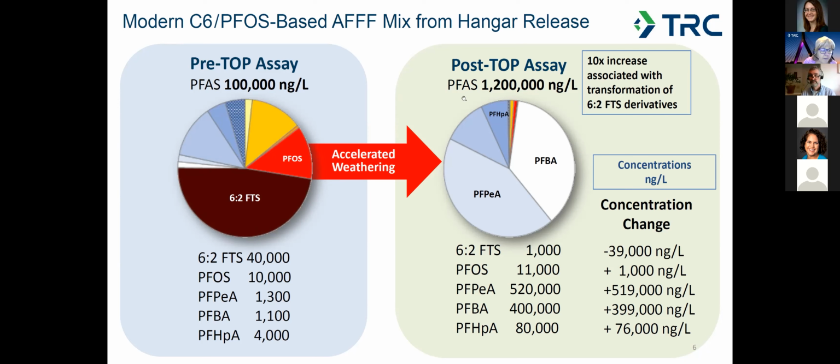So let's look at the bottom part of the slide now. So you can see the 6:2 fluorotelomer sulfonate, which is a polyfluorinated precursor, was oxidized because it reduced in concentration, went from 40,000 nanograms per liter to 1,000 nanograms per liter, while many of the perfluorocarboxylic acids, the light blue here on the pie charts, increased in concentration. So you see a dramatic increase in concentrations for the C4, C5, and C7 perfluorocarboxylic acids here.